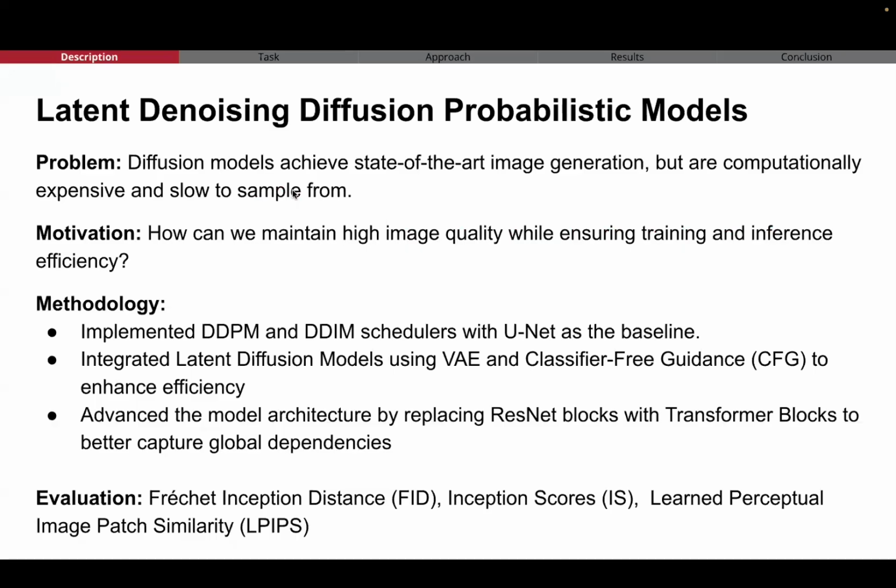Hey everyone. So diffusion models are known for their state-of-the-art image generation, but they come with major drawbacks: high computational costs and slow sampling speed. Our motivation is to explore ways to make these models more efficient without compromising image quality. To address this, we focus on moving the diffusion process into a compressed latent space using LDMs, and enhancing the architecture with transformer-based ideas before evaluating our results with FID, IS, and LPIPS.